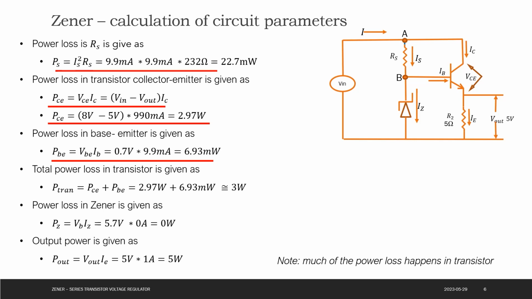Total power loss in the transistor is given as PCE plus PBE, that is equal to 3 watt. Power loss in the Zener is given as VB into Iz, that is roughly equal to 0 watt. Total power is given as Vout into IE, that is equal to 5 watt. With this, we can conclude that much power loss happens in the transistor.